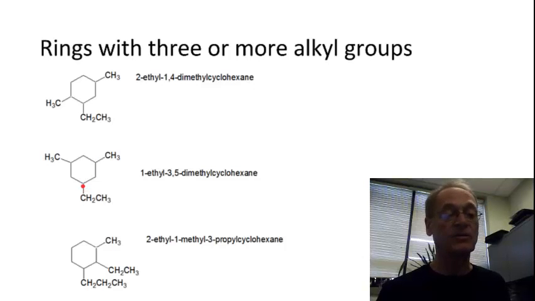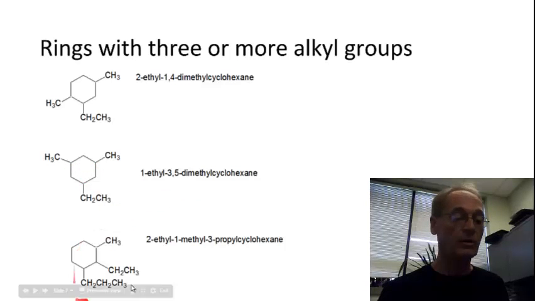And if that's the case, in this particular example, we'll get to the next branch point at carbon number 3 either way, and the following branch point at carbon number 5 either way. In fact, it really doesn't matter. So that's number 1, 3, 5. So 1-ethyl, 3,5-dimethyl.